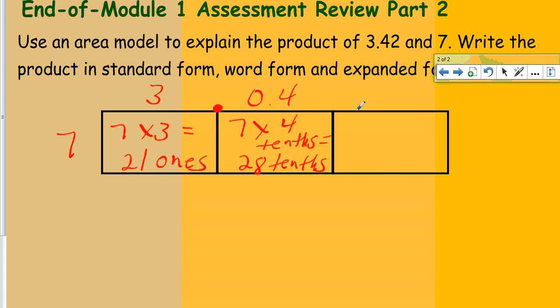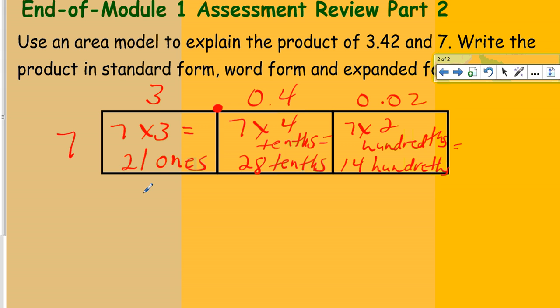And then finally, we come over here, and we're going to be doing the hundredths, so it's going to be 2 hundredths. And then we're going to multiply that, and so we have 7 times 2 hundredths. And just like that, we're going to have, equals, 14 hundredths. Okay, seems pretty easy, does it not?